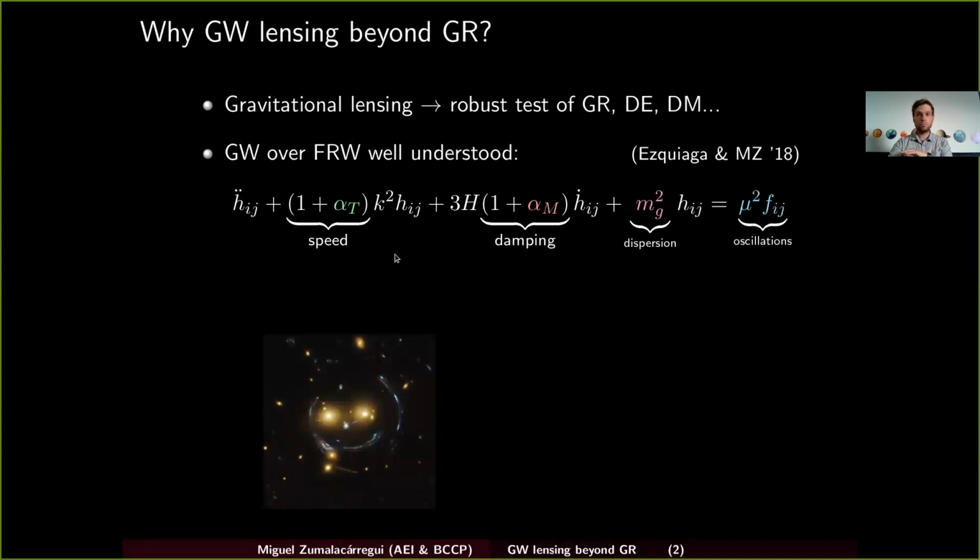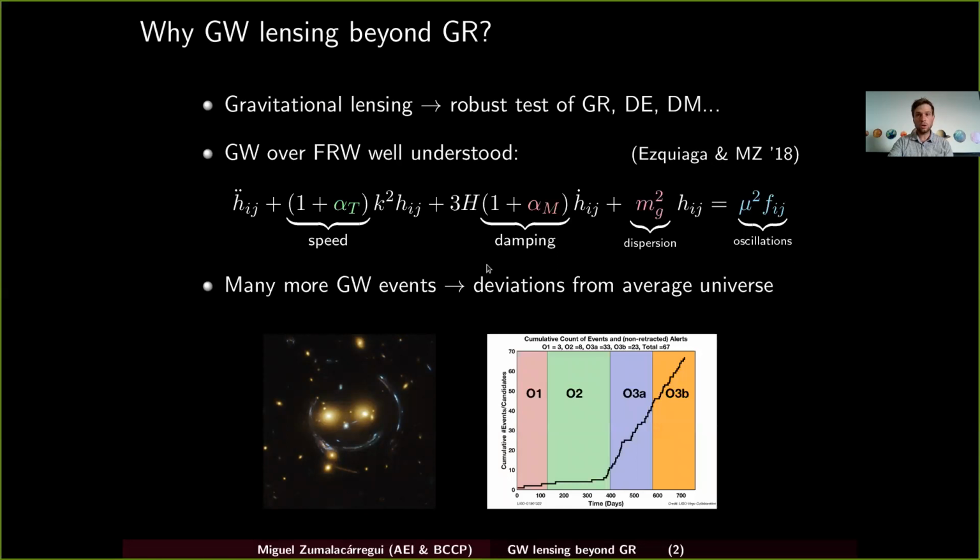But this propagation in the average universe is a little bit boring, and it's because there are only 4 terms that can modify the gravitational wave equation. So one reason to study gravitational wave lensing is because the inhomogeneities in the universe will break the simplicity of this equation and will introduce new effects.